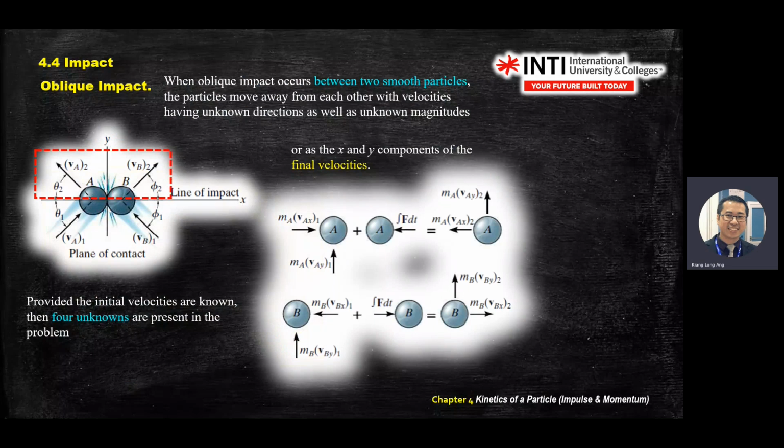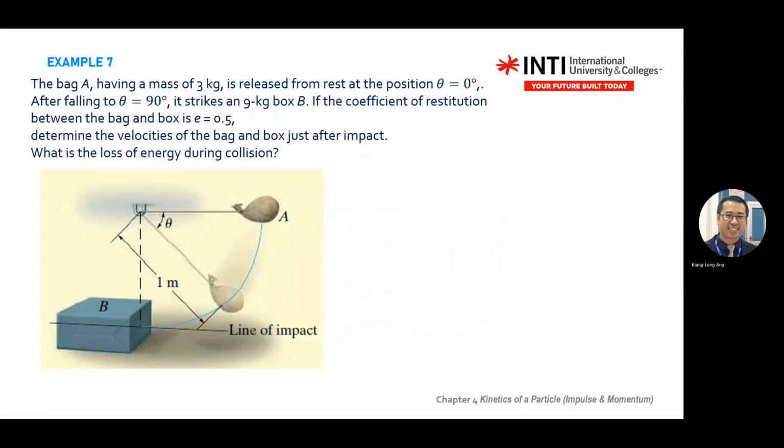But here we are still applying the principle of impulse and momentum. Momentum before plus impulse equals momentum after, still using the same parameters. Okay. So let's see how we apply the learning today. In this case, something new today, you are given the restitution constant, which is 0.5.